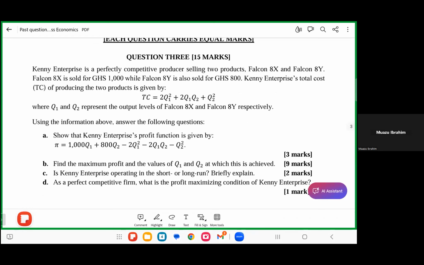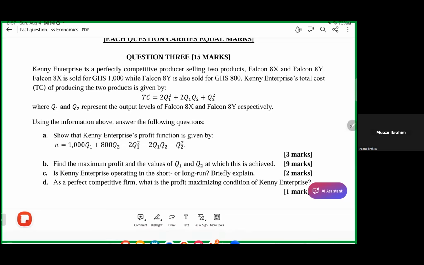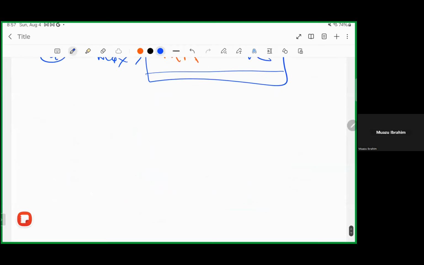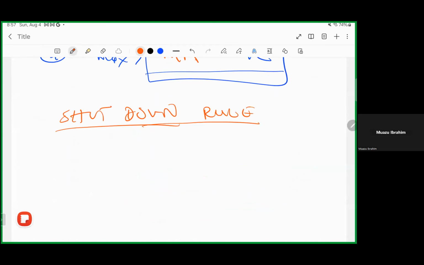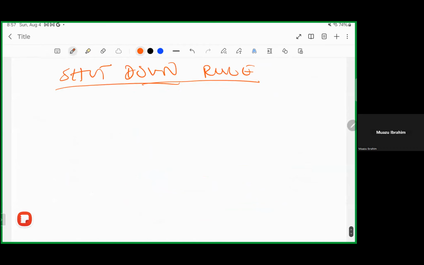I can also ask you, at what point should this particular firm shut down their operation? At what point should the firm shut down or cease operating? So shut down rule. Please note, firms should shut down.